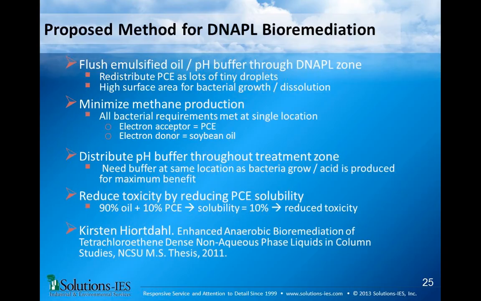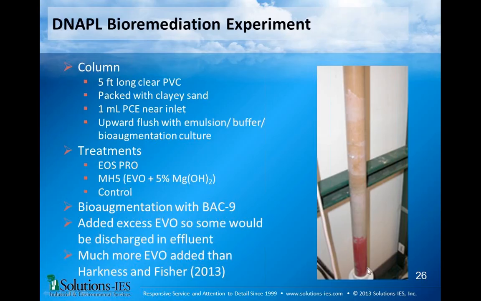What that's going to do is the PCE here will partition into the oil, and it'll make a mixed PCE soybean oil droplet. Those droplets have a lot of surface area for bacterial growth. We reduce or eliminate the mass transfer problem, or the wastage problem, where before the substrate was being consumed before it reached the DNAPL. Well, if it's already mixed with the DNAPL, there's no waiting. So that droplet's going to simultaneously dissolve away. It's going to release PCE and soybean oil.